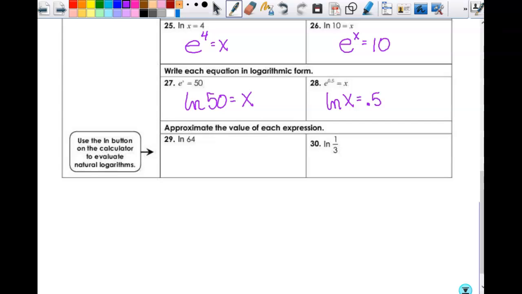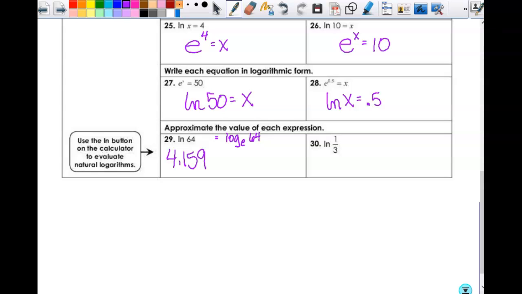Then it says approximate the value of each expression. So all we have to do is just type it in the calculator. Find the natural log button. So when you just do natural log of 64, you're going to get 4.159. And I just want to show you, isn't natural log of 64 the same thing as log base e of 64? Okay, you don't write it like that, but it's the same thing.